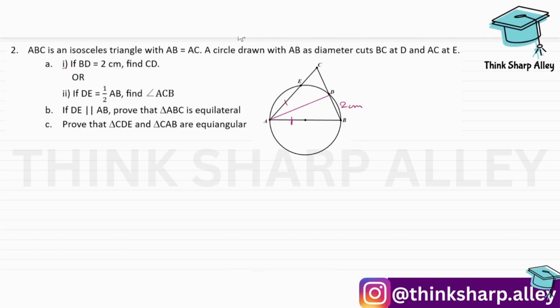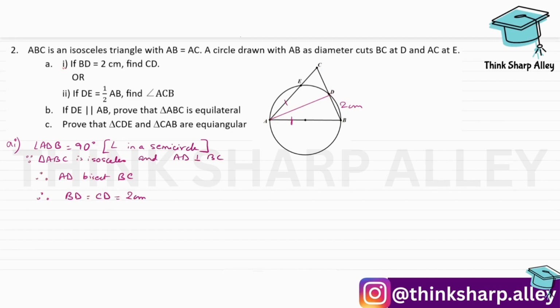Pause and think for a second. What do you notice? AB is the diameter, so angle ADB is equal to 90 degrees because it is an angle in a semicircle. Classic circle property. Now since triangle ABC is isosceles, the line drawn from the vertex A to the base BC will bisect the base, that is BD will be equal to CD. Obviously you can also prove this formally by showing these two triangles are congruent, but visually it's already clear. So since we have BD equal to 2 cm, CD is also 2 cm, and just like that, part 1 is done.